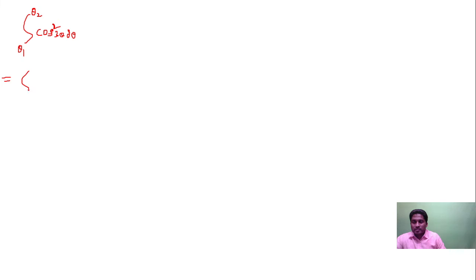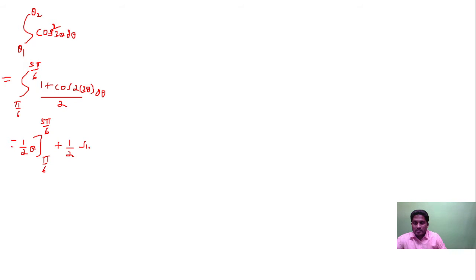Okay, so this is equal to the integration from theta 1, which is pi by 6, to theta 2, which is 5 pi by 6. Cos square x is 1 plus cos 2x by 2, so 1 plus cos 2 into 3 theta, whole divided by 2, and then d theta. Half is a constant, integration of d theta is theta, so this is pi by 6 to 5 pi by 6. And then this is 1 by 2 sine 6 theta divided by 6 between the limits pi by 6 to 5 pi by 6.